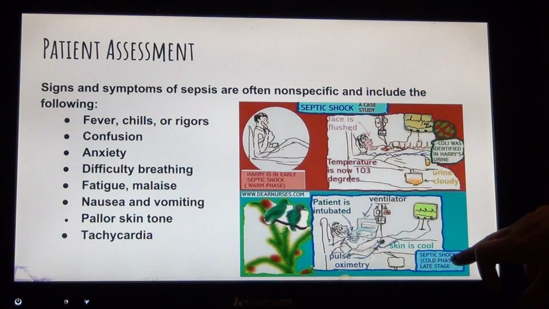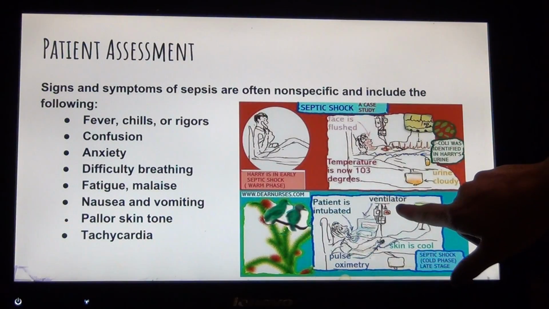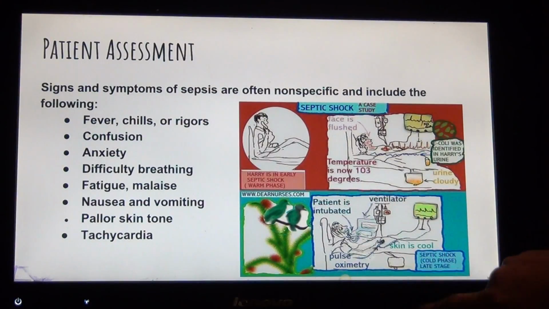Down here it says septic shock cold phase, late stage. Patient is intubated. There's a mechanical ventilator. There's pulse oximetry, and his skin is cool to the touch.